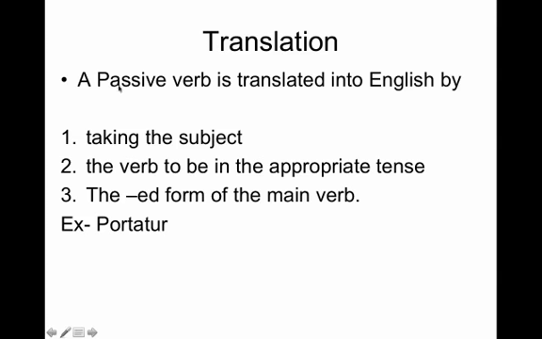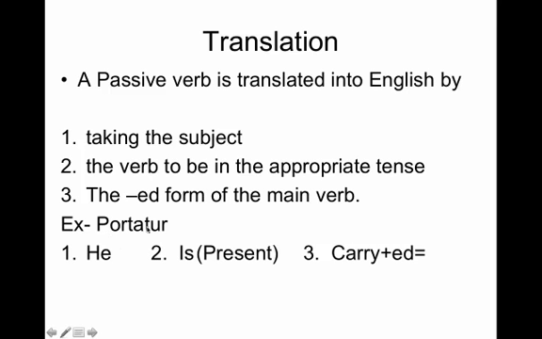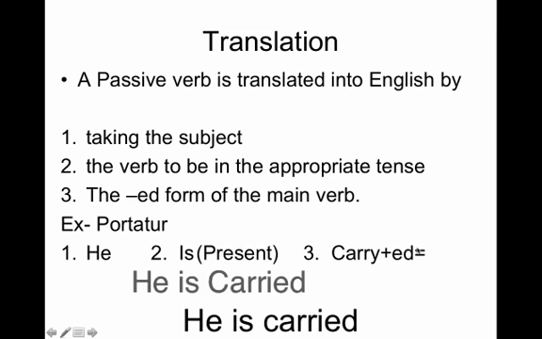And then finally, translation. A passive verb is going to be translated into English by taking your subject, then putting the verb to be, the verb sum in Latin, but to be in English in the appropriate tense, and then adding the -ed form of the main verb. So for example, portatur. Step 1, you're going to say it's he, she, or it. Step 2, you're going to do the present of is, because you know the present shows that it's happening now. And then you're going to add the -ed form of the main verb. So porta means to carry, so you're going to say carried. So you're going to be left with he is carried.